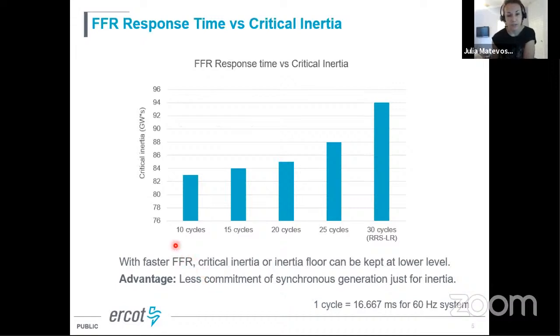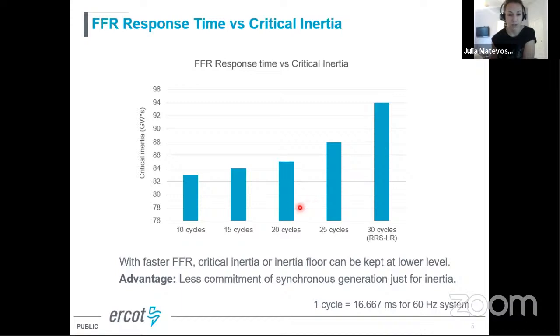So this chart here shows, for different response times in cycles, and again, I remind you we're a 60 Hertz system, how much critical inertia can be decreased. Basically, before introduction of FFR, we were here. Our fastest frequency containment reserve was load resources that deploy within half a second, so 30 cycles. Our critical inertia from the calculation is 94 gigawatt seconds, but we actually set it at 100 to give it a little bit of margin.